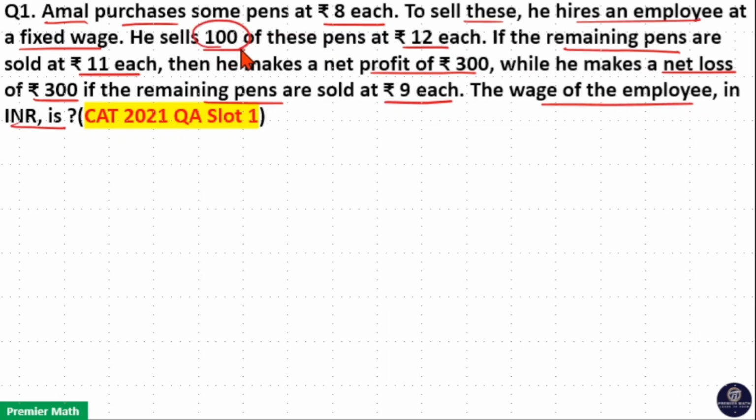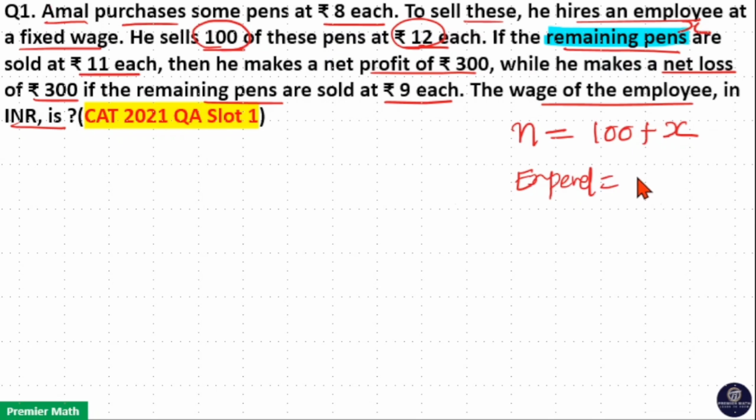Here, employee sells 100 of these pens at rupees 12 each means total number of pens is greater than 100. That is, total number of pens N is equal to 100 plus remaining pens. I will take remaining pens as x. Now 100 plus x is the total number of pens. Now total expenditure for Amal is equal to cost price plus fixed wage. Here cost price is, Amal purchases pens at rupees 8, means 8N is the cost price. Now fixed wage I will take as W. So 8N plus W is the total expenditure for Amal.